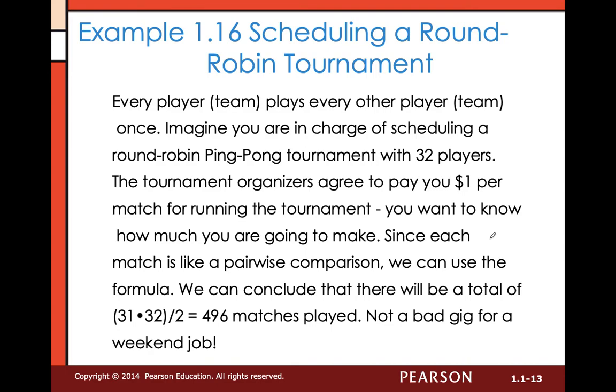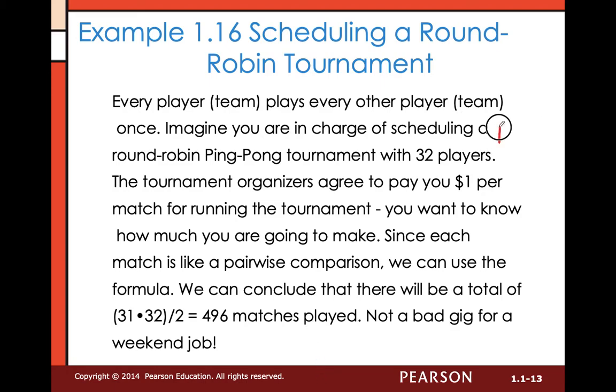So imagine that you were going to be working a round-robin tournament. In a round-robin tournament, every player plays every other player exactly once. So imagine you're in charge of scheduling this for a ping pong tournament with 32 players. The tournament organizer agrees to pay you $1 per match for running the tournament. Since you want to know how much you're going to make, and since this would work as a pairwise comparison, we can use the formula we just discussed.